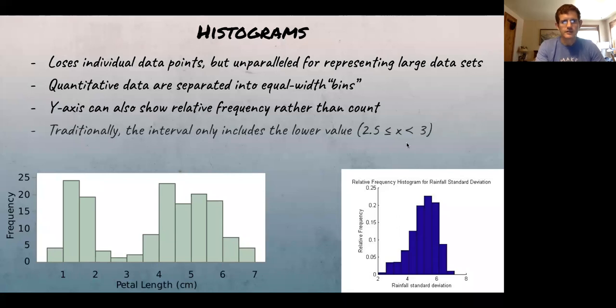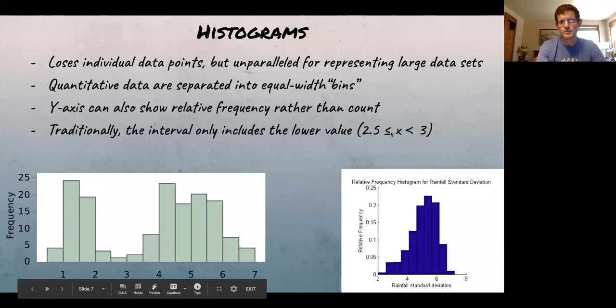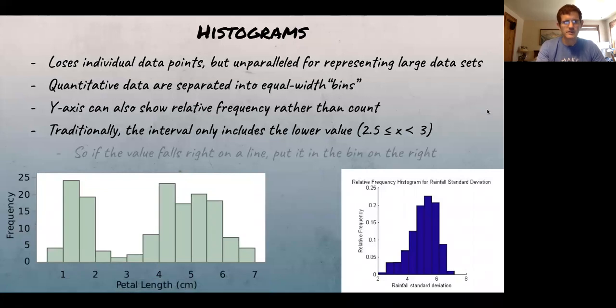Now, traditionally, the interval only includes the lower value. So, like, let's see here, this 2.5 to 3. Right here, it's represented by this really small bin. The value 2.5, if you happen to get that, would actually fall in the bin on the right. It would fall in right here. But the value of 3 would fall into this bin, not this one. Okay, so just keep that in mind. Those are special cases, but it's good to know that. And there it is: if the value falls right on the line, put it in the bin on the right.